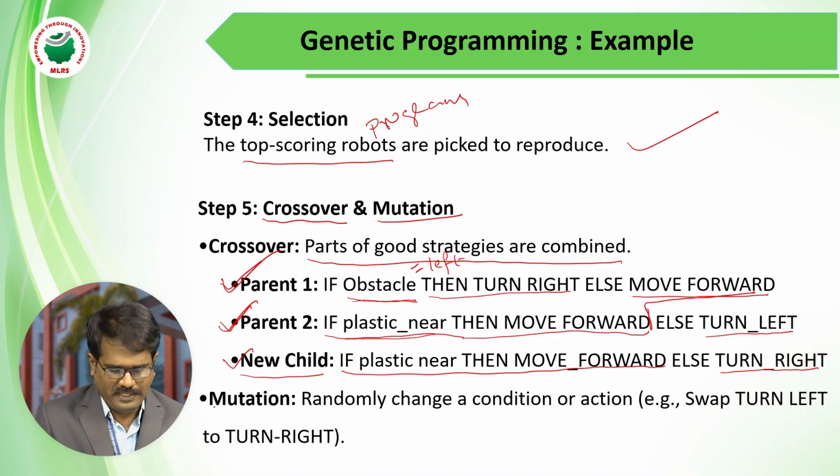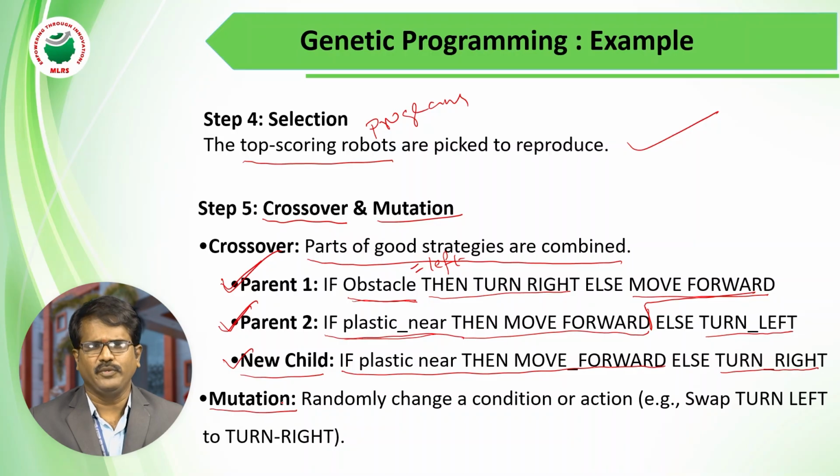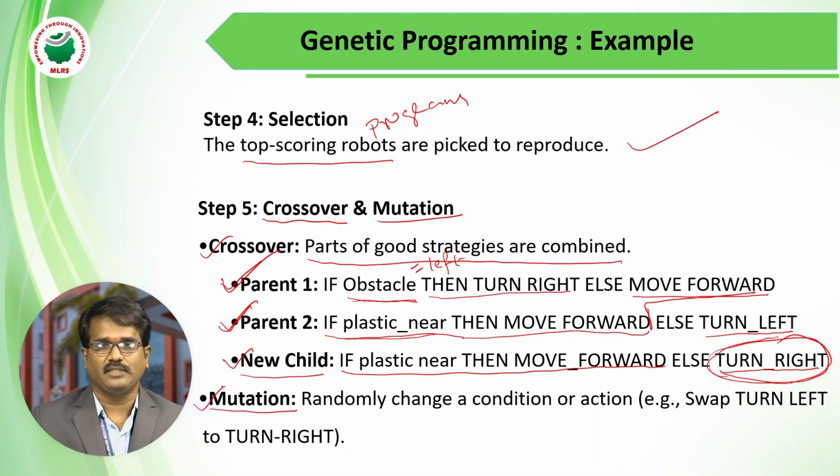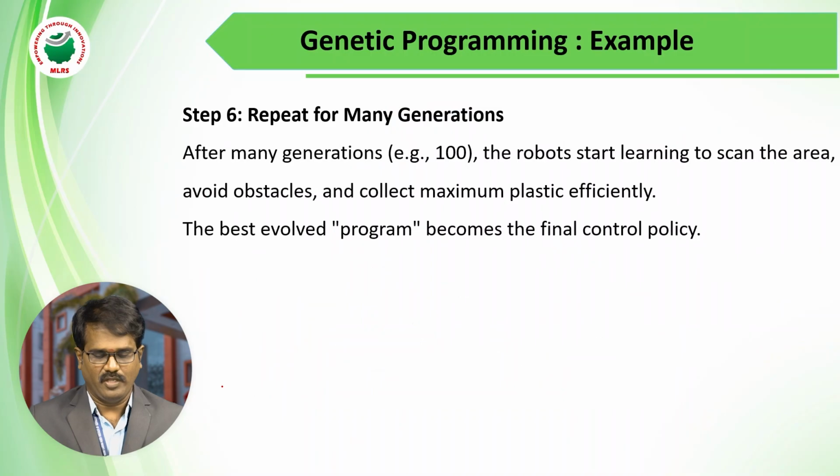Now we need to apply the mutation. Mutation means exchanging or swapping some small part of the program. So, randomly change a condition or action. Swap this turn right with the turn left. I am changing a small part of the program. That is nothing but the mutation. So in step 5, we did crossover and we did mutation. Now, what is the next step?